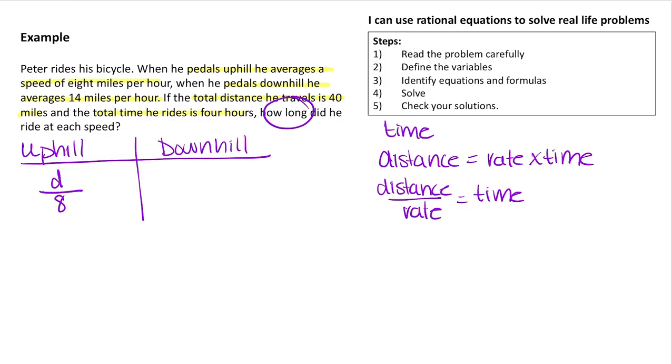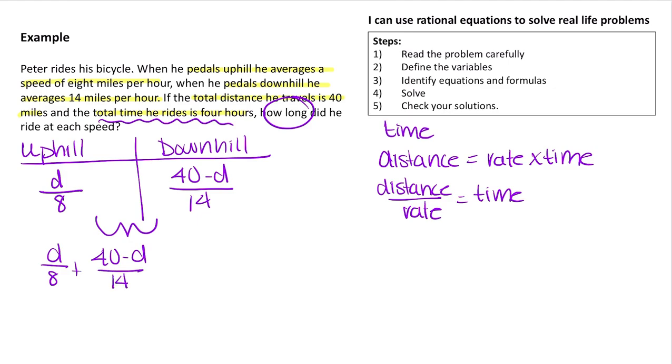When he goes downhill, we don't know the distance, but we do know the total distance is 40, right? So this is going to be 40 minus D, and that's over the speed, which is 14 miles per hour. Another piece of information we have is that the total time is 4 hours. So if I add these two sections together, D over 8 plus 40 minus D over 14, we have the total time, which is equal to 4. Now, just like any other rational equations problem, we want to find the least common denominator.